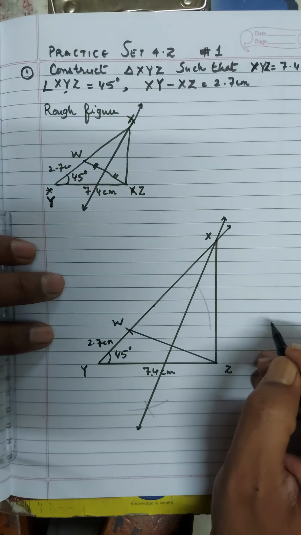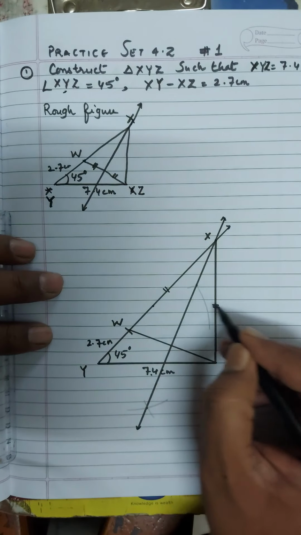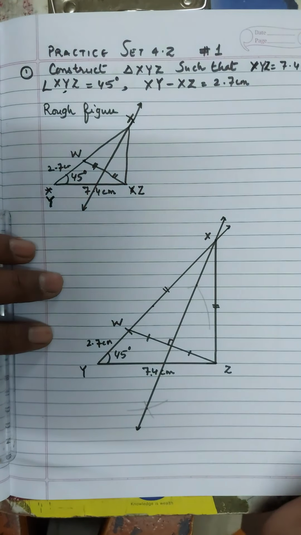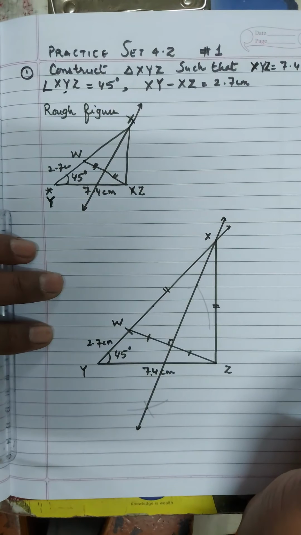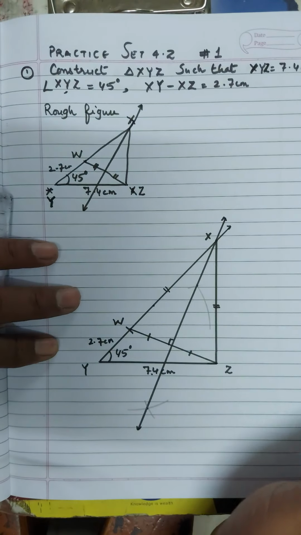Okay, so this is both the intersection point and this is our perpendicular bisector. So this is our answer. Very simple, very easy. If you want to write the steps also, you can write the steps also.